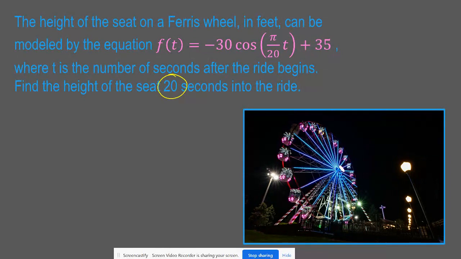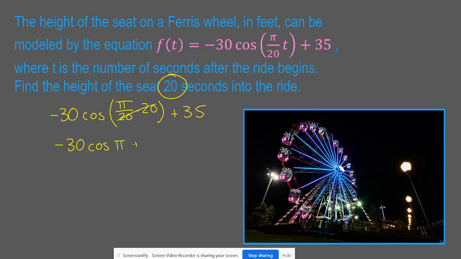This just asks us to plug in a number for our variable. So what we're going to do is we're going to say negative 30 cosine of pi over 20 times t, which in this case is 20. We're plugging 20 in for t, and then plus 35. The nice thing about this is the 20s cancel out. So we have negative 30 cosine of pi plus 35.